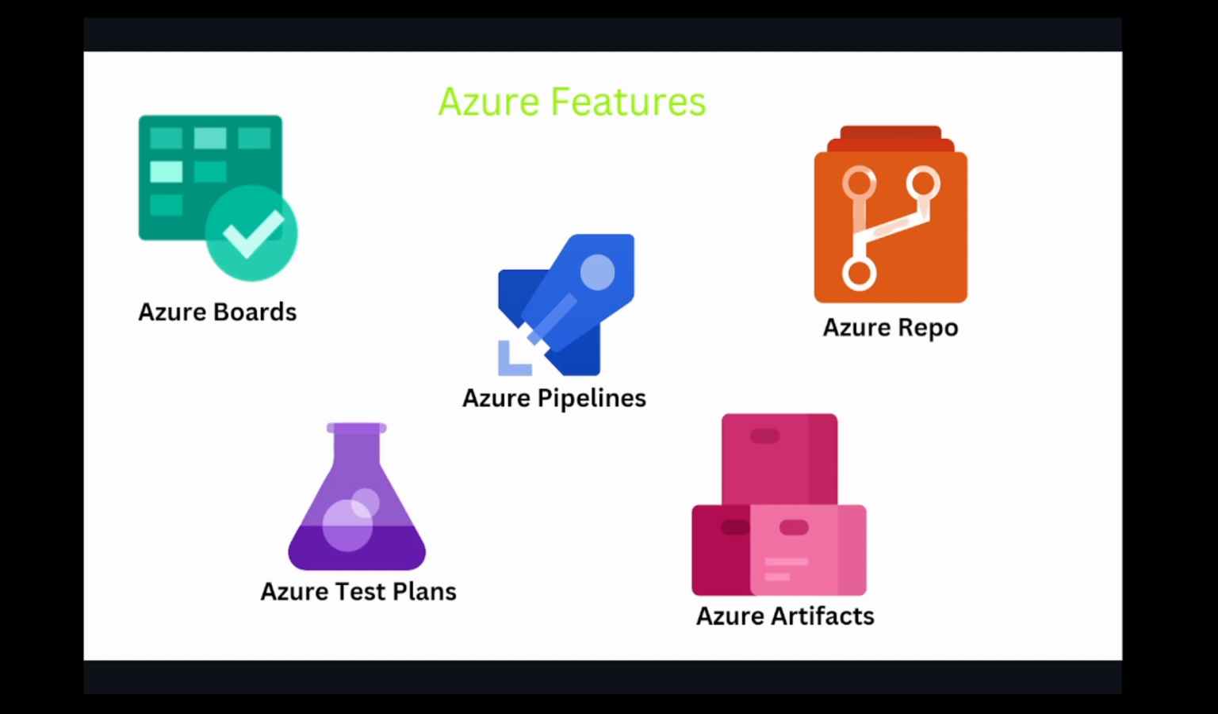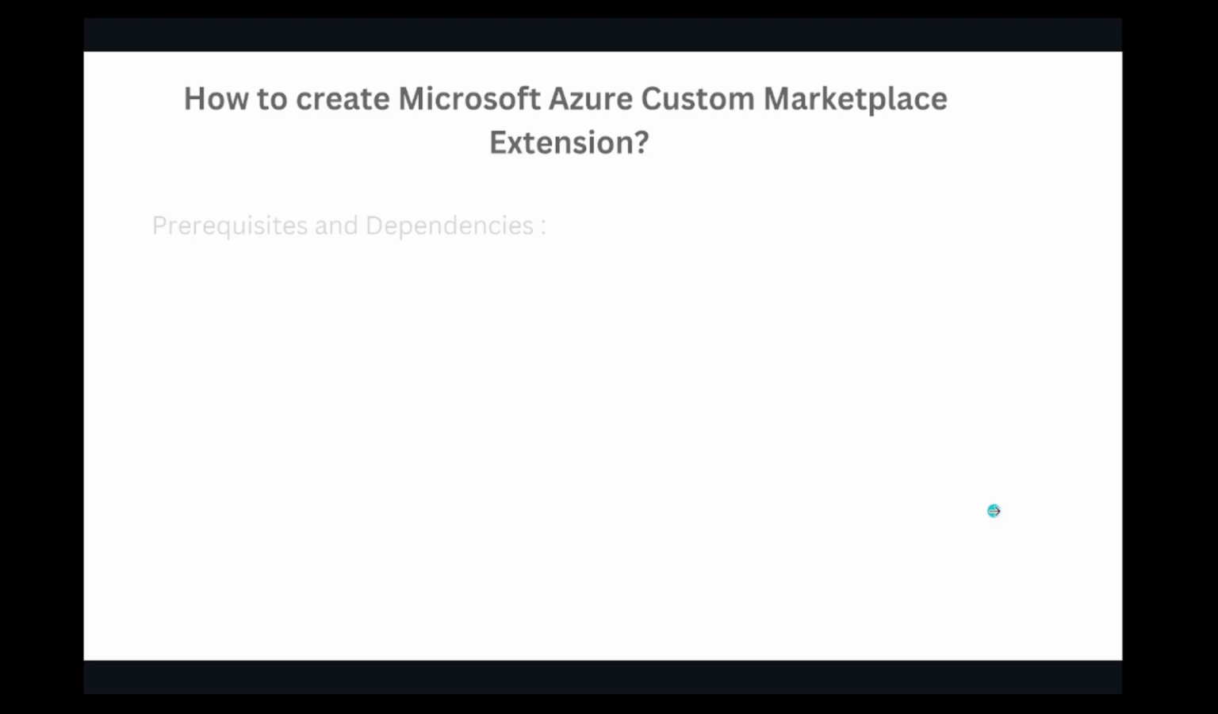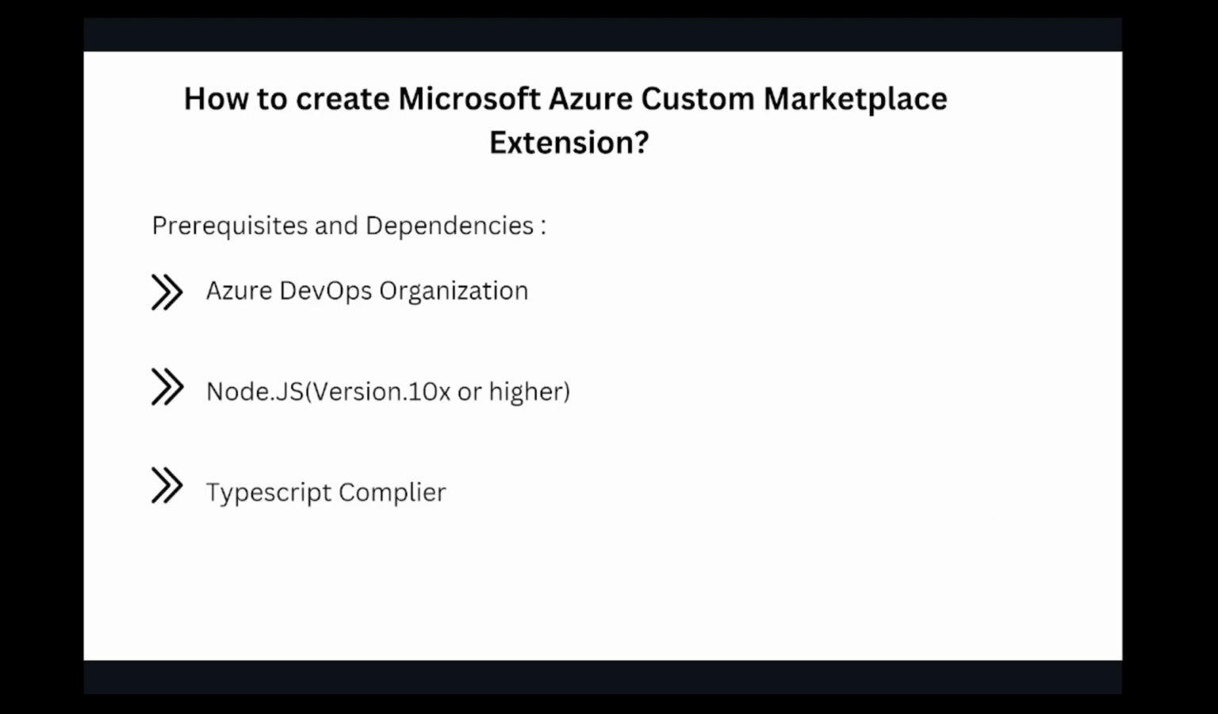So let's begin. Let's have a look at what we are going to create today. We will be creating a custom task marketplace extension. For this, we would require some dependencies and prerequisites. First and foremost, we need an Azure DevOps organization that you can create from dev.azure.com. Then we require Node.js, version 10.x or higher. And finally, we require a TypeScript compiler. So these are the prerequisites and dependencies.